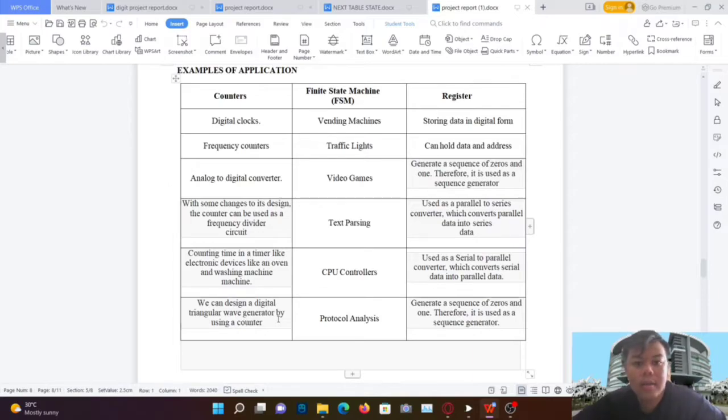And the last one is the application of the register in storing data in digital form, it can hold data and addresses, and generate a sequence of zeros and ones. Therefore, it is used as a sequence generator. Used as a parallel to series converter, which converts parallel data into serial data. Used as a series to parallel converter, which converts serial data into parallel data.